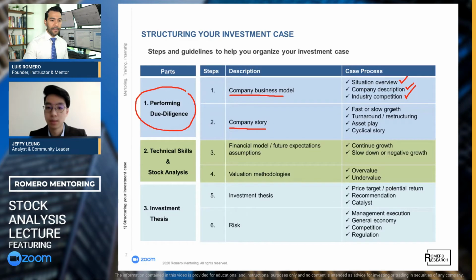Is your company a fast or slow growth story? Is it a turnaround or restructuring story? Is it an asset play? Is it a cyclical story, like what we're experiencing right now, where energy has been leading the overall market?